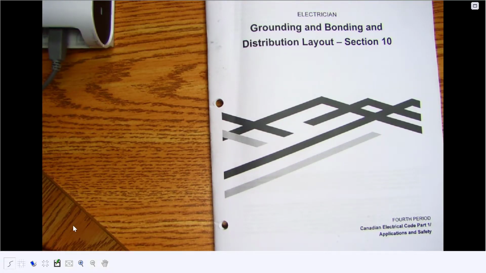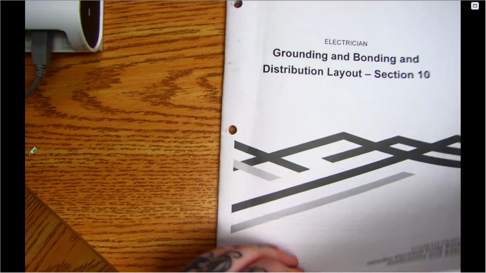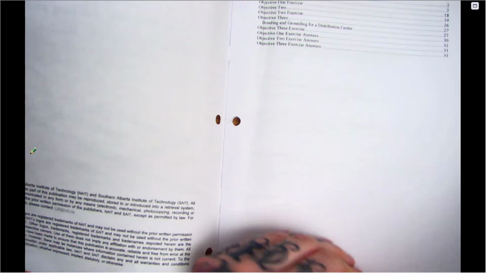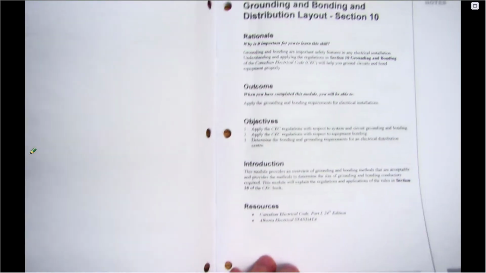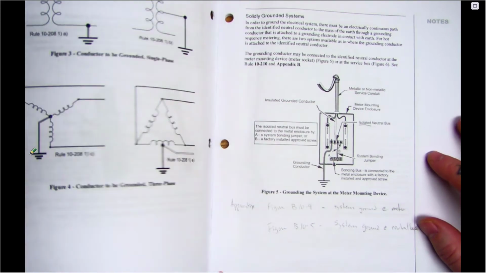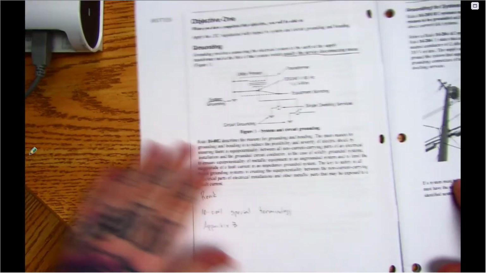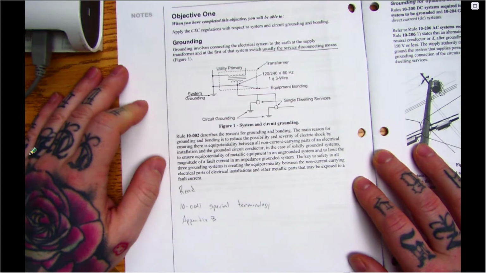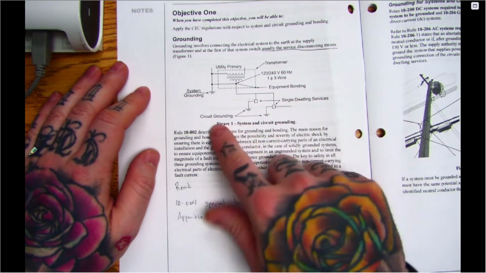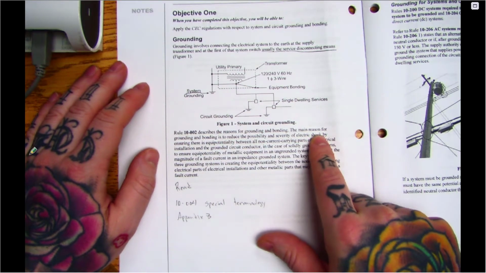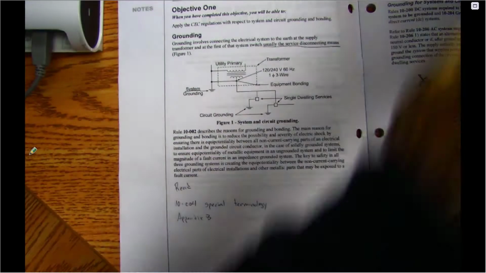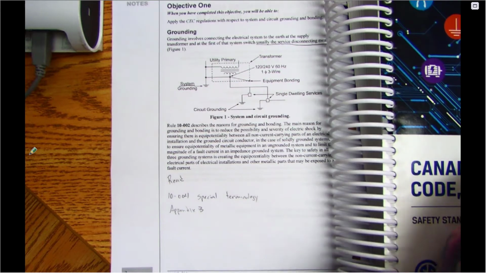Okay, so I'm going to touch on some of these concepts here in grounding and bonding, and also look at the layout of the actual section itself. Read through the different objectives. Go through, and if it mentions a rule, go check it out. Again, this is the general portion. We'll just look at this section right now, just to get a feel for it.